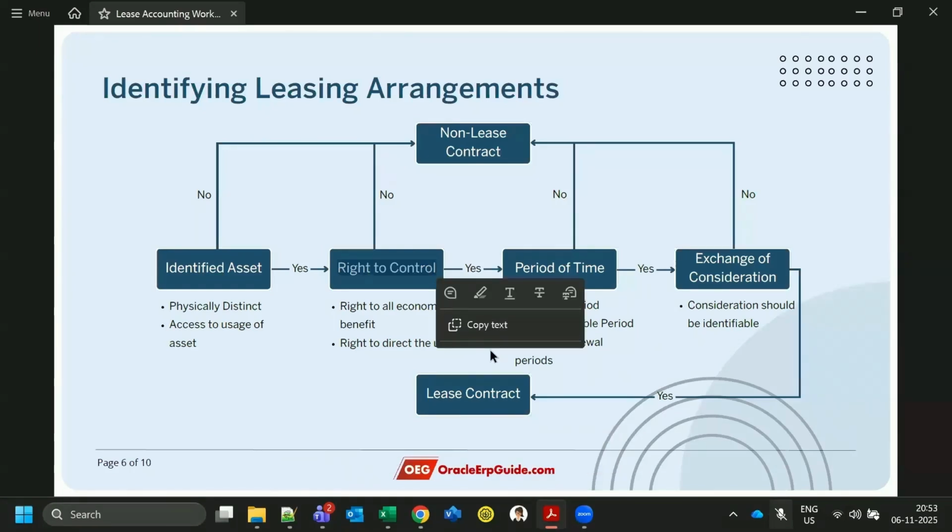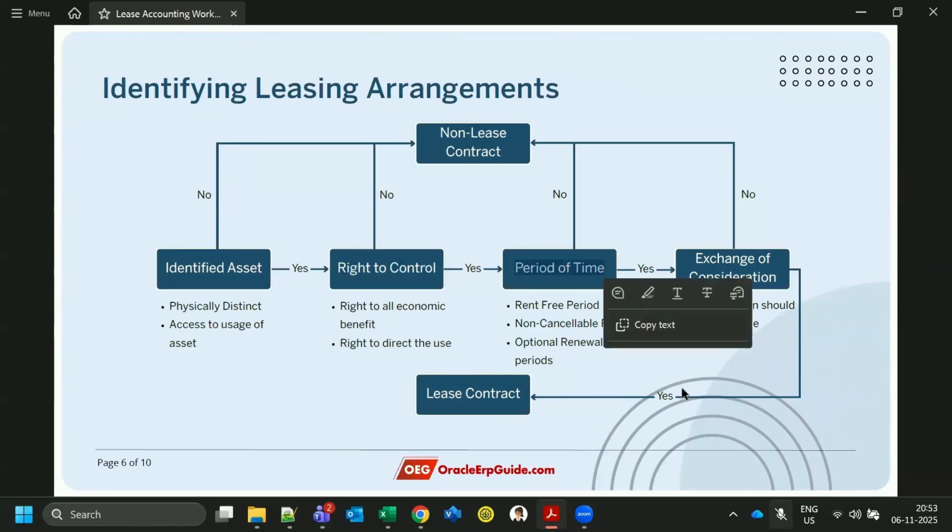So we have discussed you need an identified asset, you need the right to control, and then the right to control should be for a period of time. It cannot be a contract where you have just procured the property and you're not paying or not using it for a particular period of time. For example, you went to the landlord and said, I want to purchase your property, I want to take your property right now. The period of time of usage becomes zero because you're going ahead and purchasing the property. So there has to be a period of time.